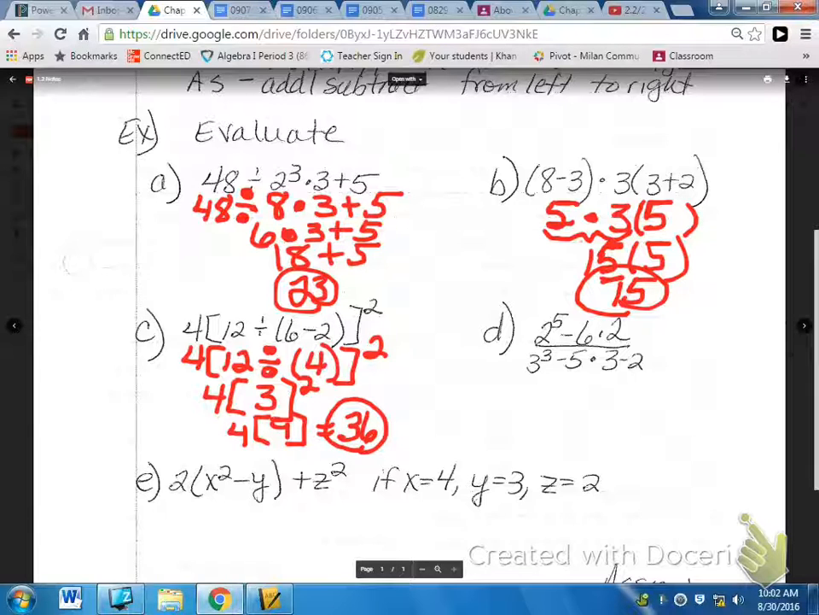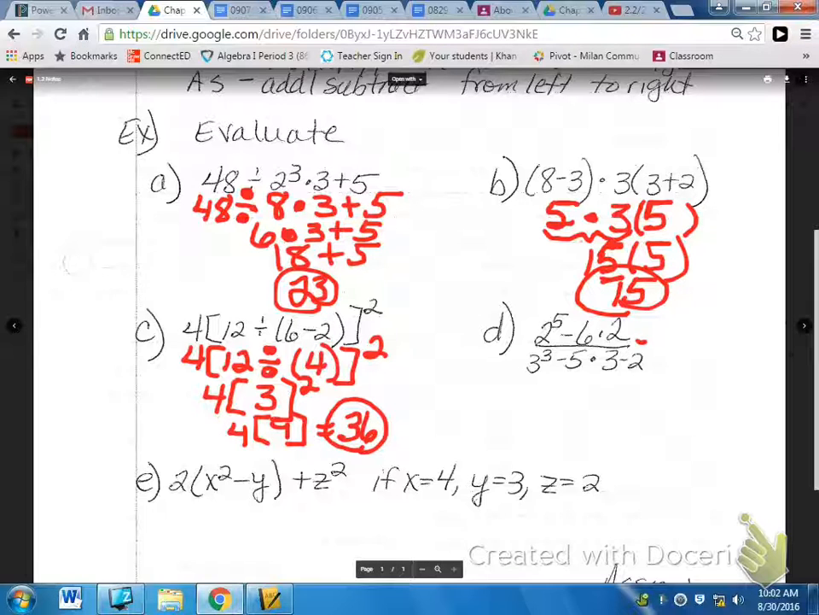All right, now D: 2 to the 5th minus 6 times 2, and that is all over 3 cubed minus 5 times 3 minus 2. When you do these, you must evaluate the top to one number, and then evaluate the bottom to one number, and then do your division last. Okay, so Ben, what would we do here?